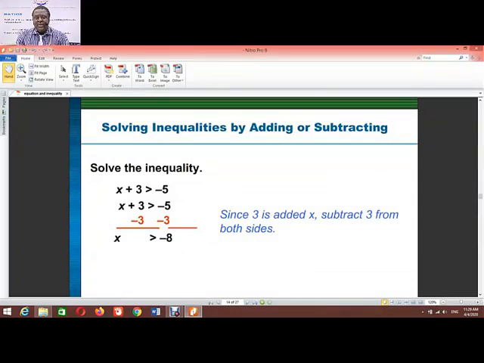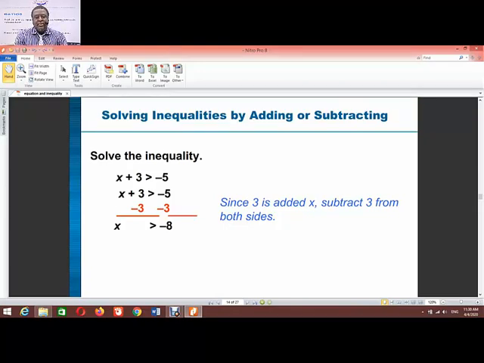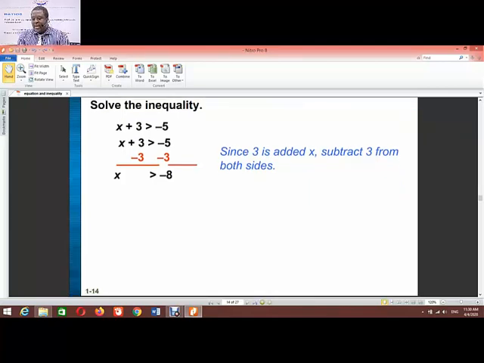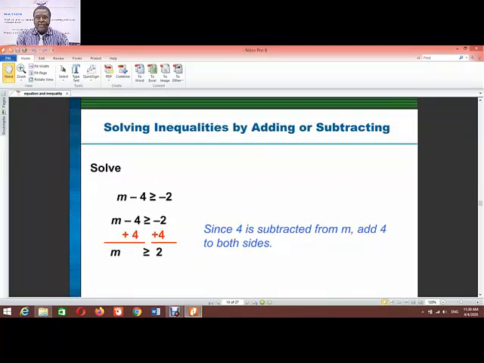Now we are going to try to solve this inequality. We have x plus 3 is greater than minus 5. Now what do we do here? We add minus 3 to both sides in order to cancel the plus 3. So we have x is greater than minus 8. In the next one we have m minus 4 is greater or equal to minus 2. Here we add plus 4 to both sides in order to cancel the minus 4, and the solution becomes m is greater or equal to 2.